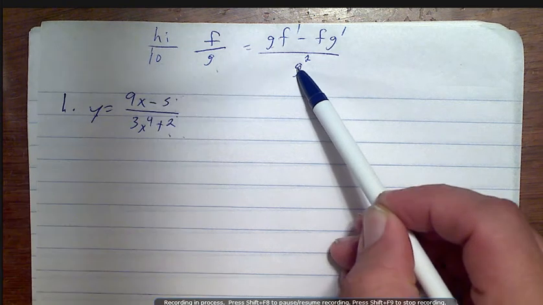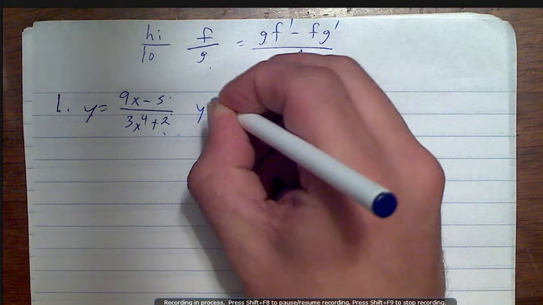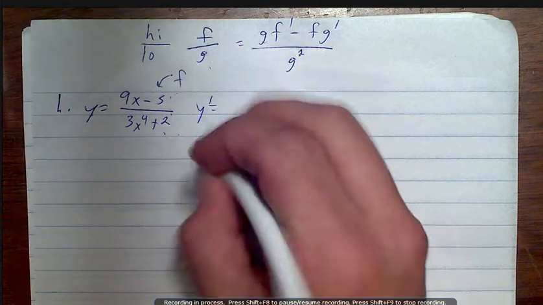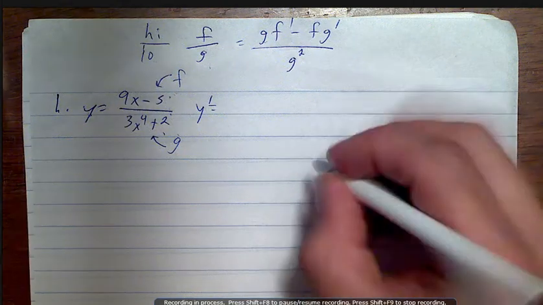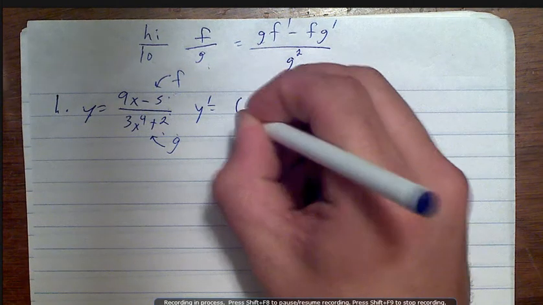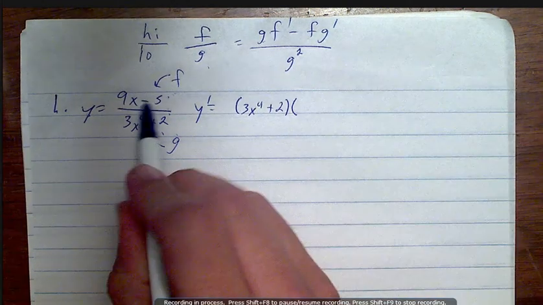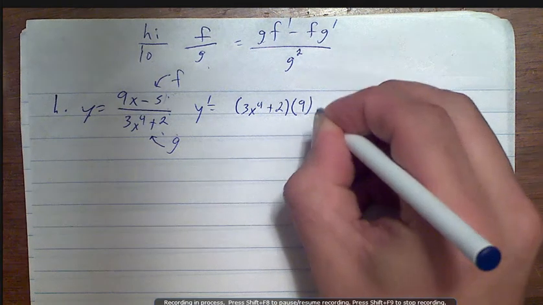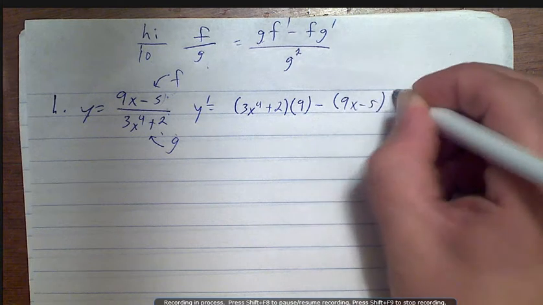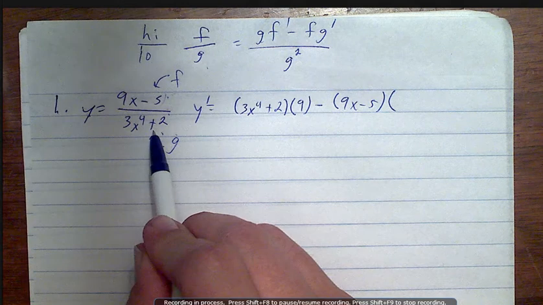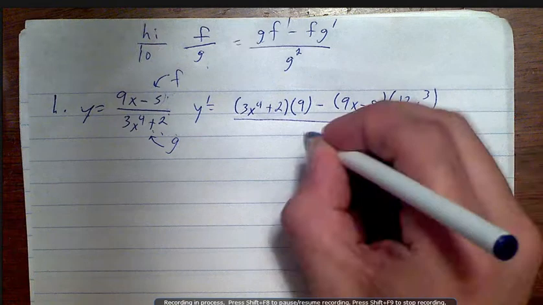So g squared. So when I look at this function here, that's my f, that's my g. So I have g times f prime, so 3x to the fourth plus 2 times the derivative of the top. So the derivative of 9x minus 5 is just 9, minus the top times the derivative of the bottom. So the derivative of 3x to the fourth plus 2 is just 12x to the third, all divided by the denominator squared.